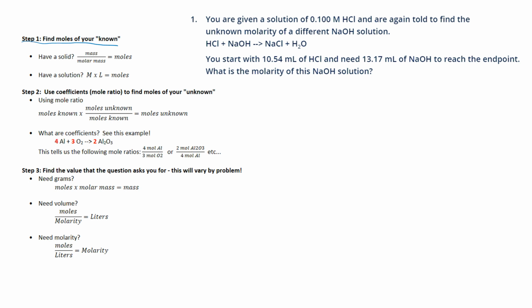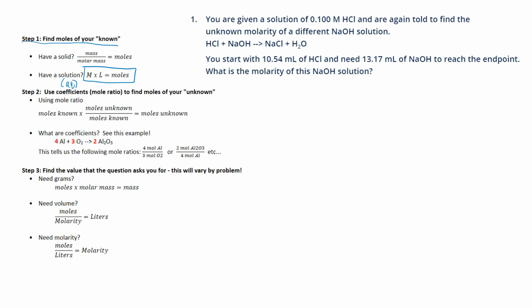And there's a couple of options. If you're dealing with a solid, this is something we did a lot back in Unit 4. We took the mass divided by the molar mass to find moles. Right now, when we're dealing with these acid-base reactions, we'll find that most of the things we're dealing with are solutions. So if you have a solution, something that's aqueous, and you want to find moles, we're going to take our molarity times our liters, and that will give us moles. So that's step one, find moles based on what you're given.